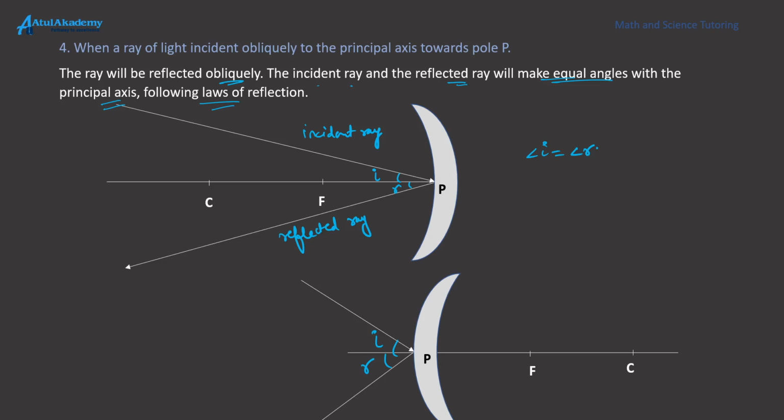Then we learned a few rules to draw ray diagrams. So I hope everything is clear. Practice these rules to draw ray diagrams. And then we will start doing ray diagrams of concave mirror and ray diagrams of convex mirror, and then numerical problems based on that. This is it for today.